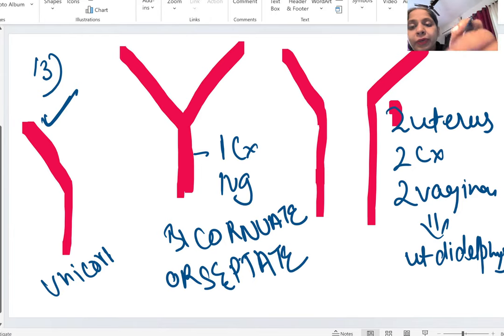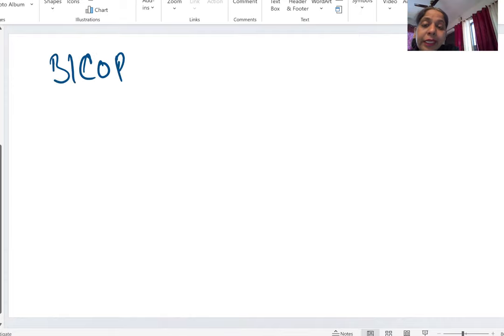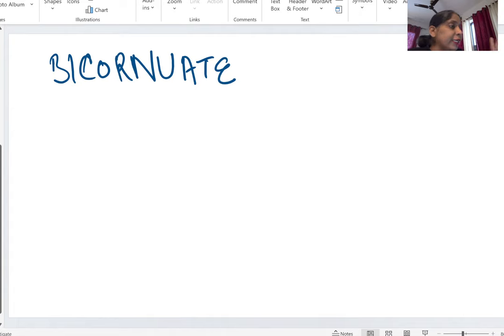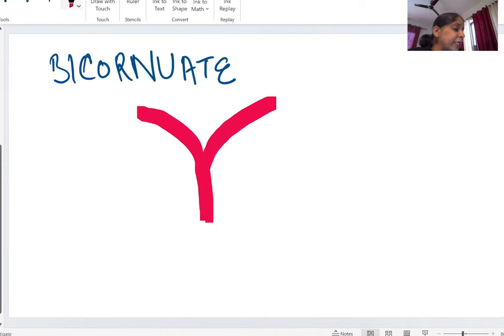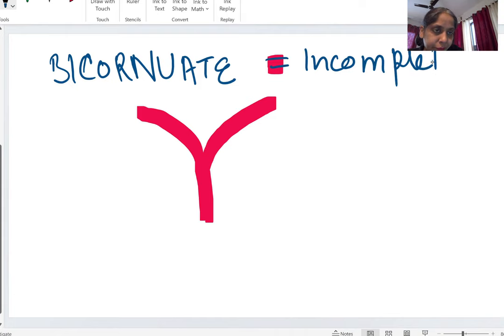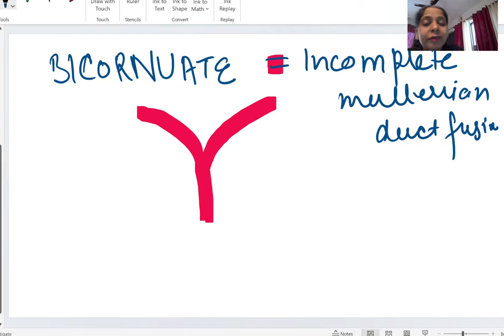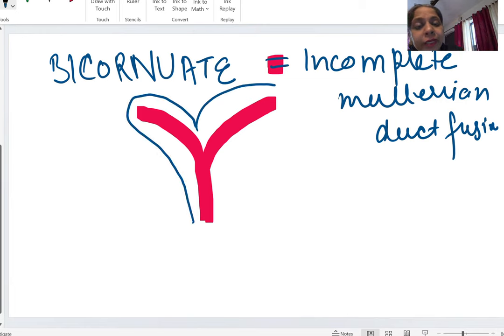Now what happens in bicornuate? Let me tell you. In the bicornuate, the two Mullerian ducts do not fuse. If these are two, they have fused here. There is incomplete Mullerian duct fusion. So what will be present in between these two cavities? Here will be the uterus wall.